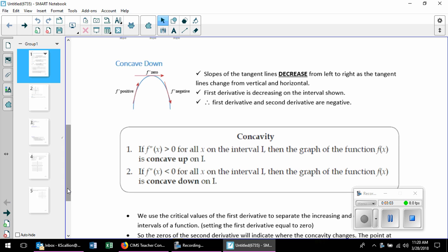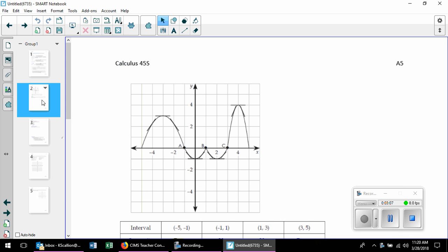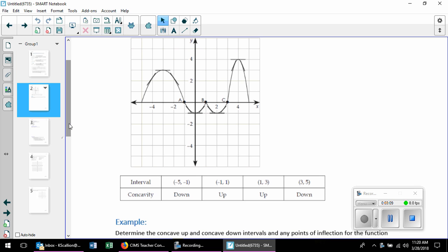All right, so if we switch to page 2, if we look at this graph, at negative 3, what's the slope? 0. So we know that that's a critical value, right? We know negative 3 is a critical value. We know that 0 is a critical value. Positive 2 and positive 4 are all critical values. So that's where your first derivative is equal to 0.